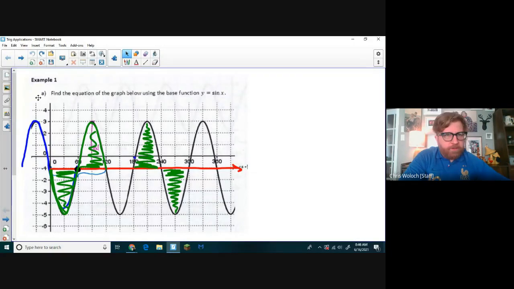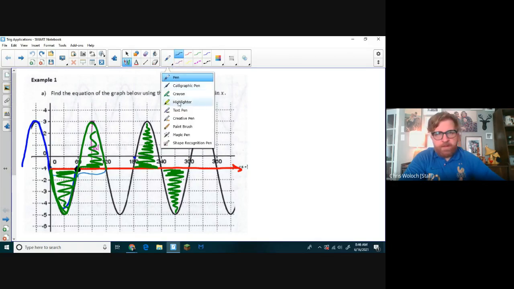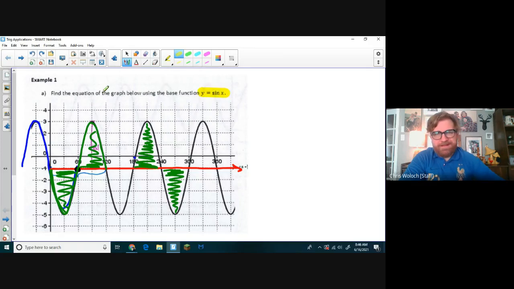So what we're going to do, here we have a graph, and sorry, I just copied this from an older note. I just kind of drew and colored on it just for fun. But here we are given a trig function, and we want to find the equation of the graph. But the equation we want to come up with is going to be a sine equation.